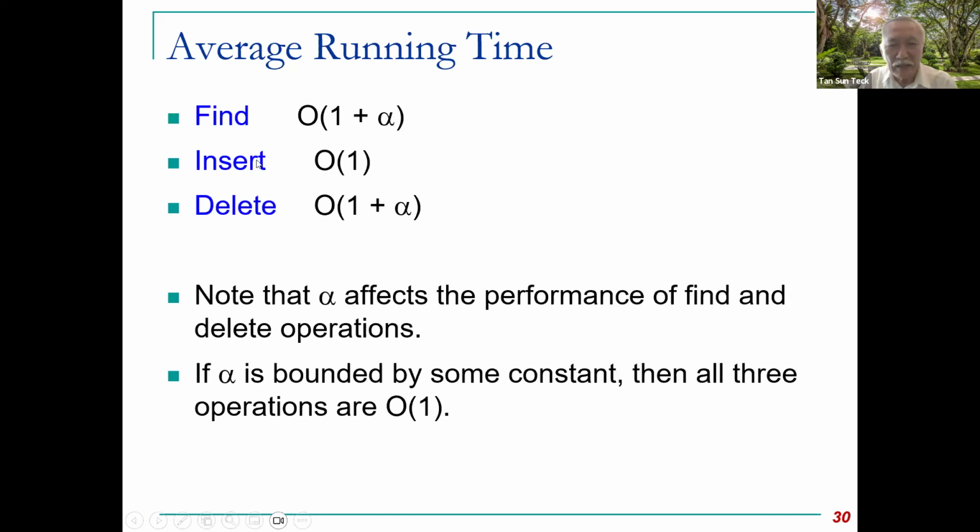Right, so note that this alpha affects the performance of the find and delete operations because you have to do searching. If alpha is bounded by some constant, then all these three operations are still O(1). So if you only allow 5 elements to be in each of these linked lists, then it's a constant value.